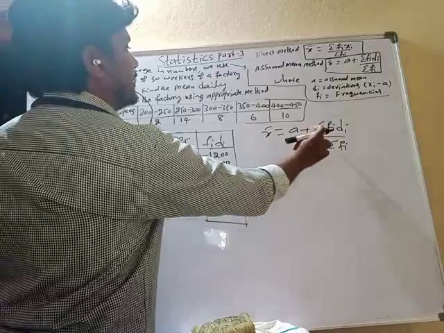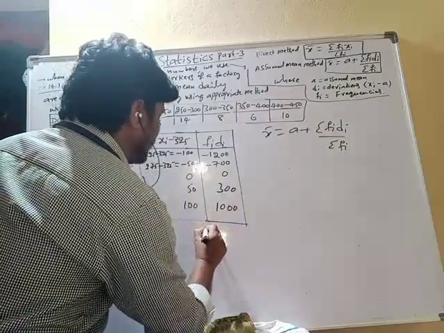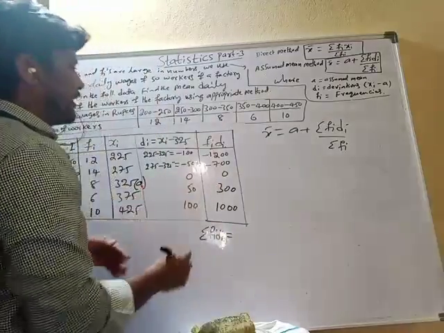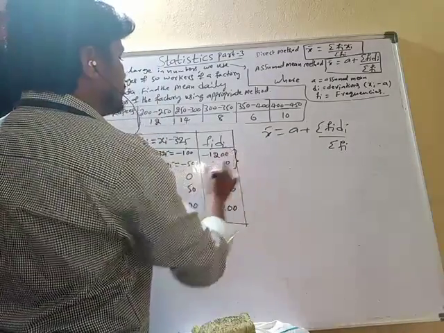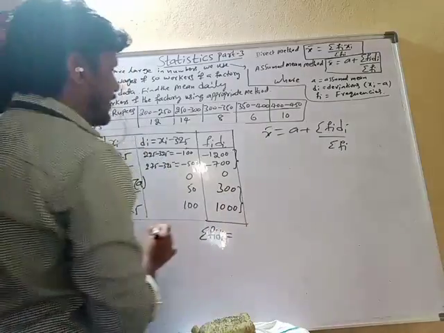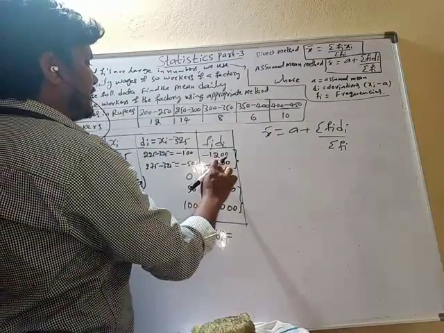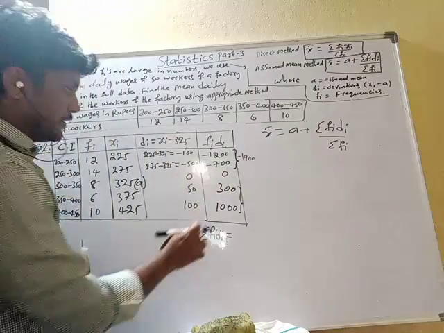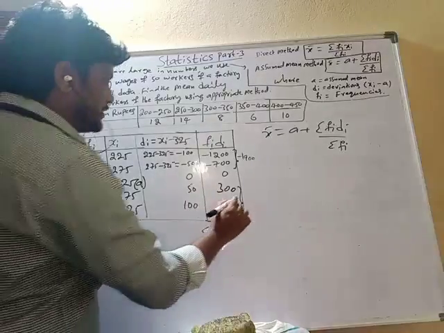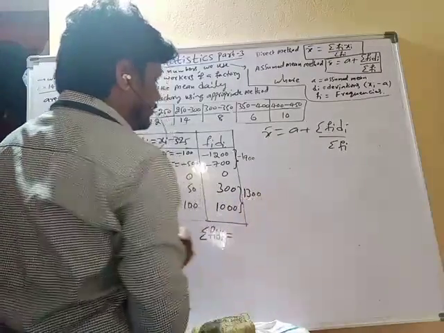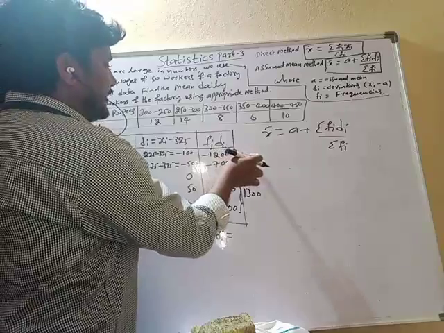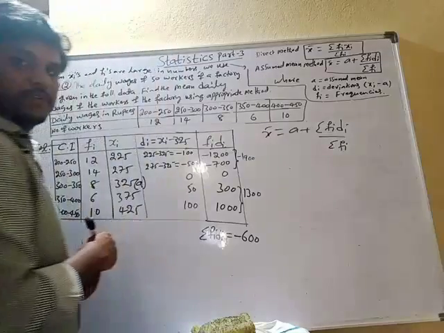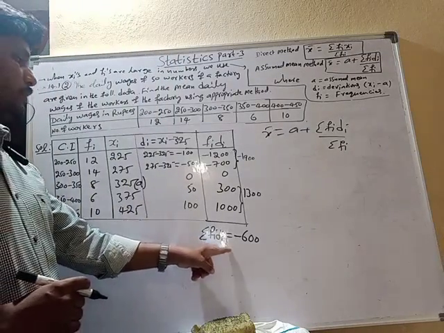Then we want to calculate summation fi into di. You have to add up. The negatives you add first, and the positives you add separately. Minus 1200 minus 700 is minus 1900, and 300 plus 1000 is 1300. Then minus 1900 plus 1300 gives minus 600. This is summation fi into di.